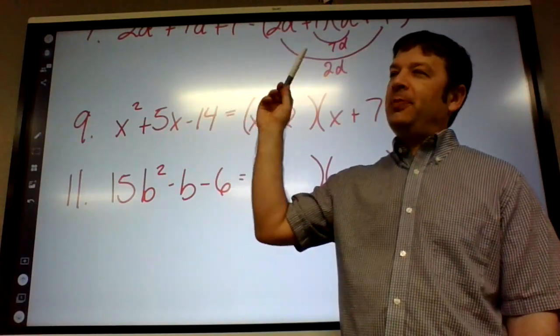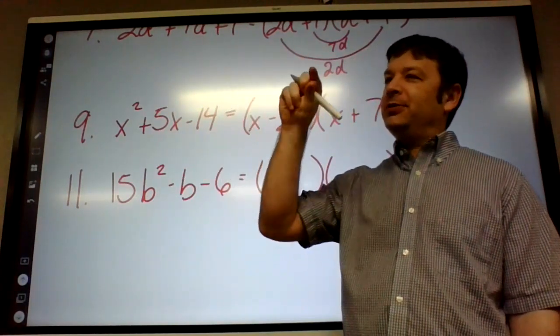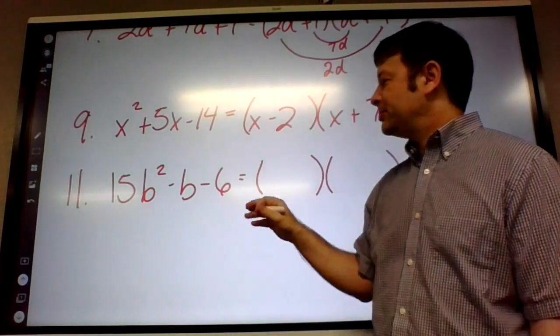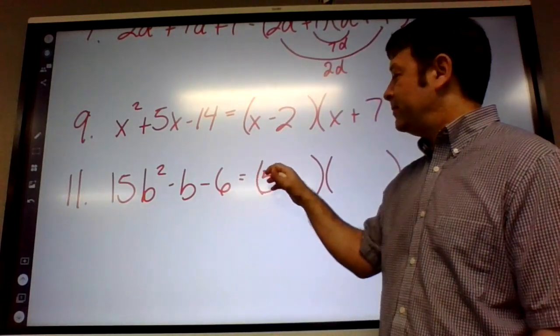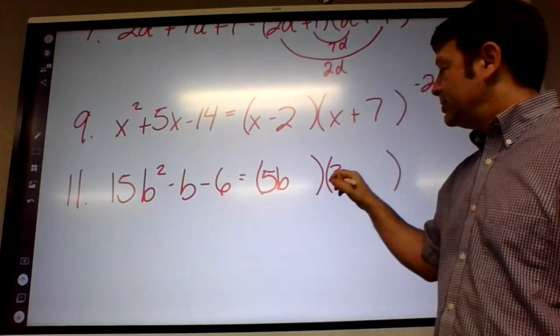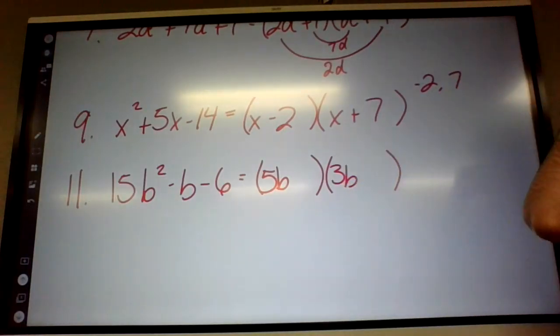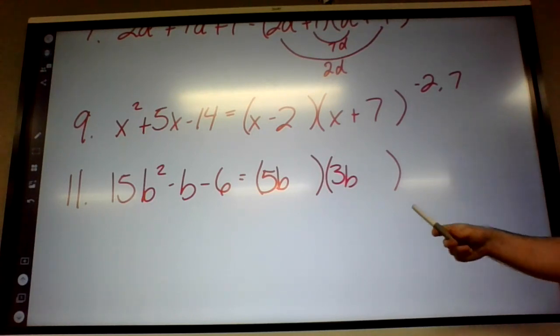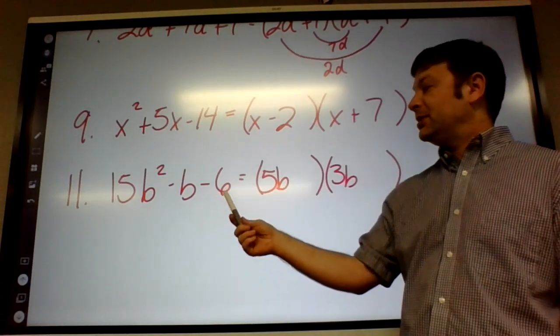Well, do you guys remember my hint? It's usually the numbers in the middle. So it's probably going to be 5b times 3b. Not always, but that's definitely the one I would try first. And what could go into the back? We're just going to have to kind of guess and see.